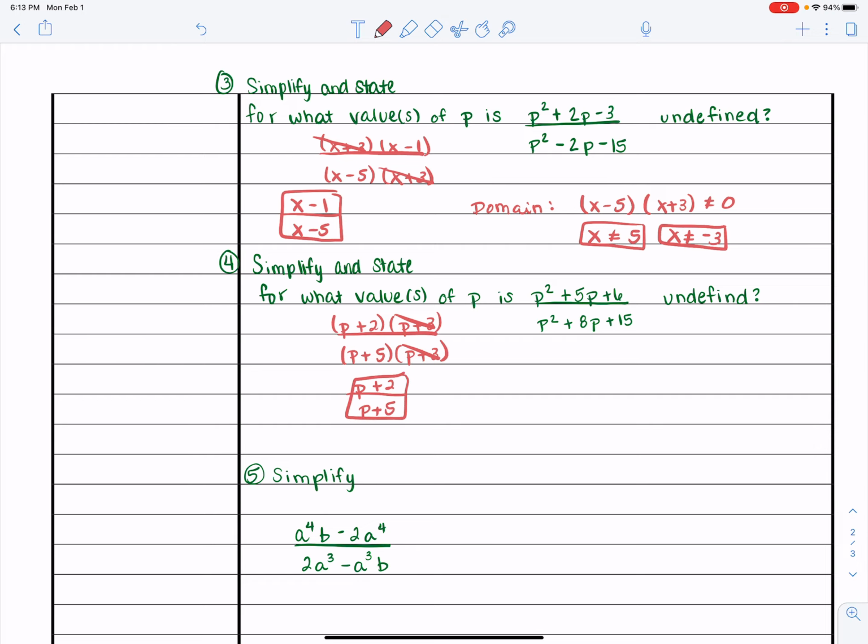Okay, but now I want to know where it is undefined. So I'm talking about the domain. And the domain I have to assume is all real numbers, or negative to positive infinity, except for where the denominator would be equal to 0, so it cannot equal 0. So if I solve those separately, I would know that p cannot equal negative 5 and p cannot equal negative 3. So my domain is all real numbers except negative 5 and negative 3.